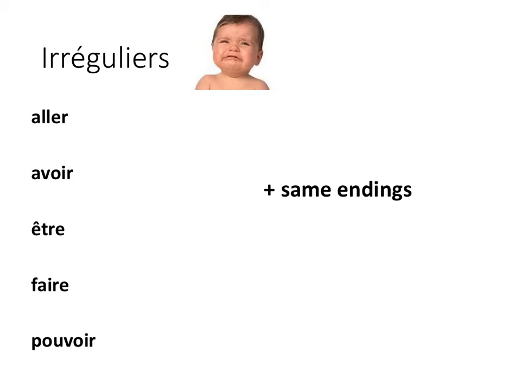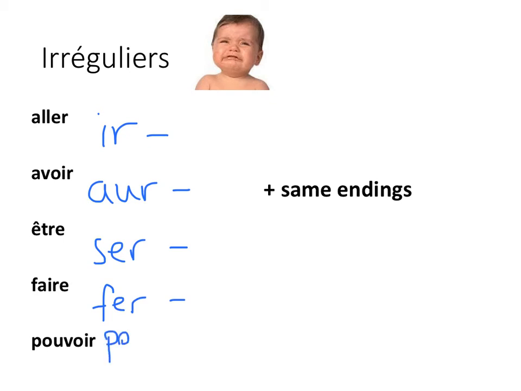Unfortunately, there's obviously some irregulars, as there often are, and they're of the most common verbs. So, aller, our irregular future stem is ir. Avoir, our irregular future stem is aur. Être, our irregular future stem is ser. Faire, our irregular future stem is fer. And for pouvoir, our irregular future stem is pourr, with two R's. Now, luckily, it's the same endings that we've just learned. So our ai, as, a, ons, ez, ont.